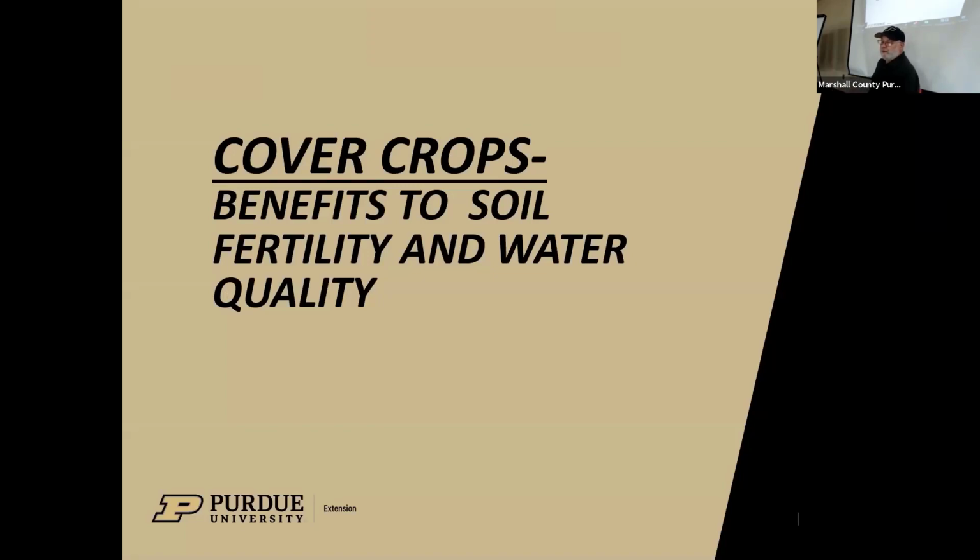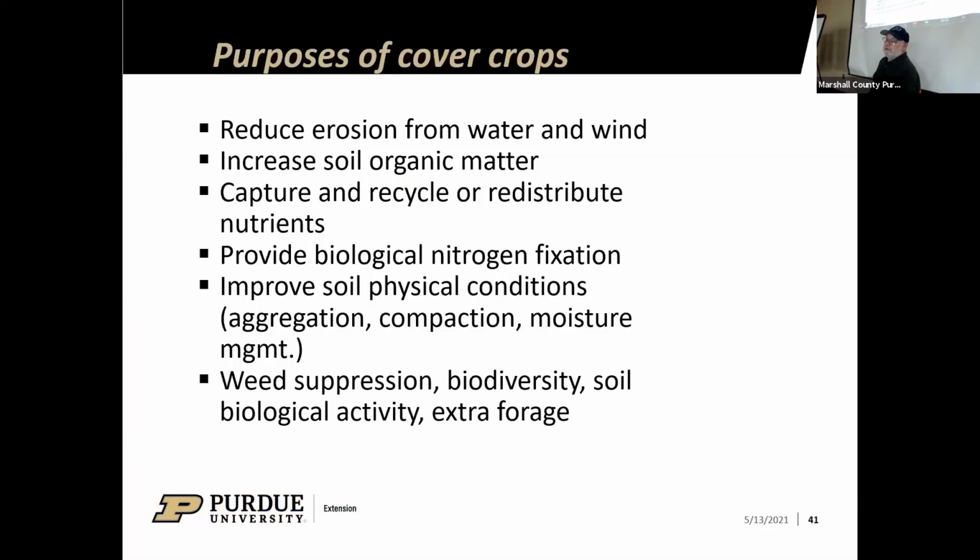So cover crops have a lot of benefits for soil fertility and water quality. This is a great way to reduce erosion by water and wind from your garden site over the winter time, increase soil organic matter throughout the soil profile, capture and recycle and redistribute nutrients. A real issue is the loss of nutrients from our soils. They tend to be released in the spring as the water flows out of our fields and tile lines, and there's nothing to take it out of the soil, so it ends up in our surface water.